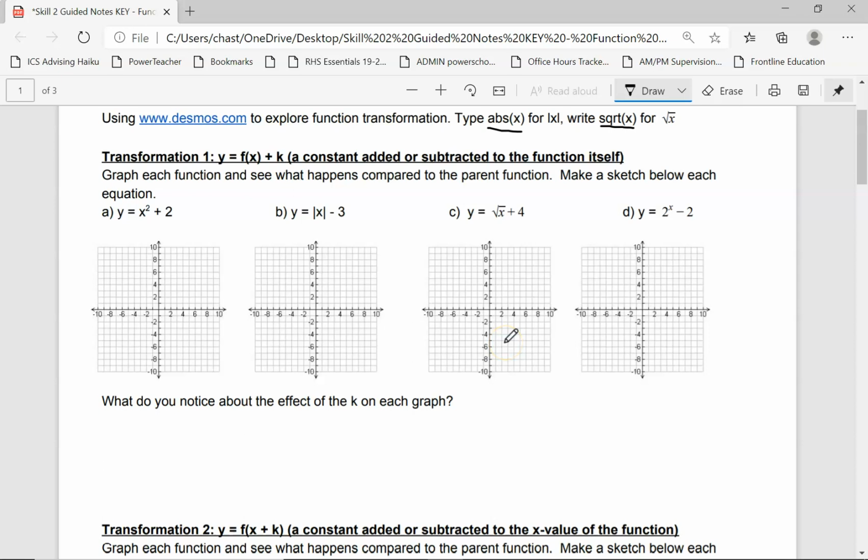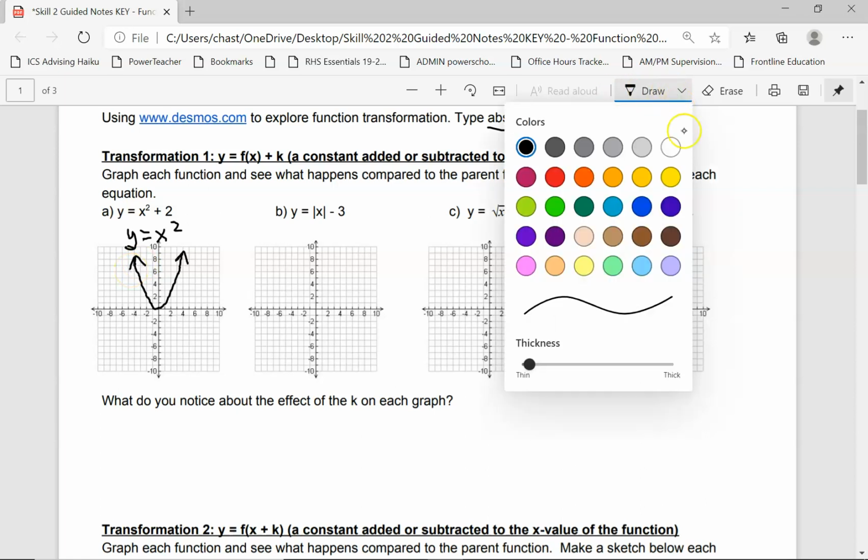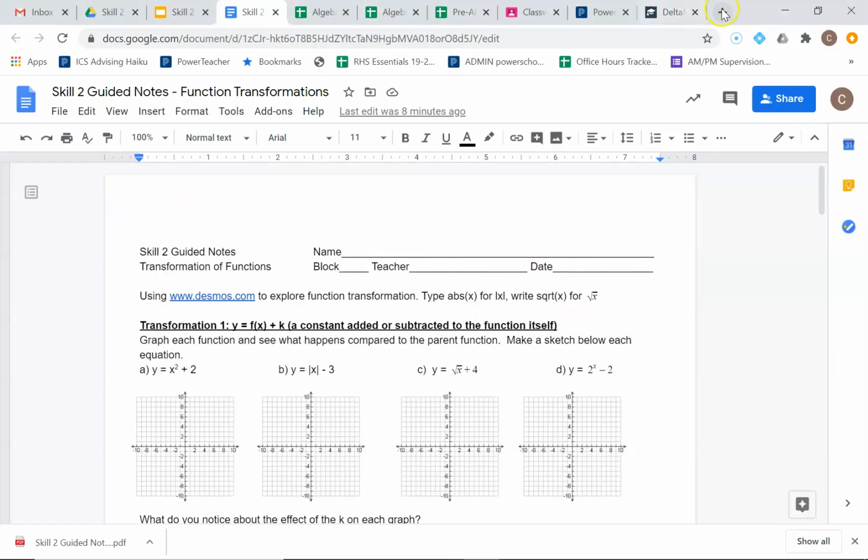So the parent function for y equals x squared plus 2 is y equals x squared. And in black, I'm going to graph what that looks like. Okay, so y equals x squared looked like, oh, that's terrible. Here, I'll graph that a little bit better. So y equals x squared looked a little more like this, okay? So I'm going to use a red color here, and take y equals x squared plus 2 and put that in Desmos.